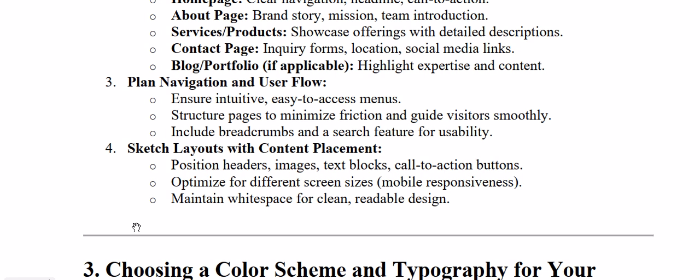Once you are done with the planning and the user flow, you are now free to put up a layout with content placement. So now, how is this done? You need to position your headers, the images, the text blocks, and also the call to action buttons. You need to lay them out nicely. Say, I will have this button here, I'll have this button there, which will be performing this function.